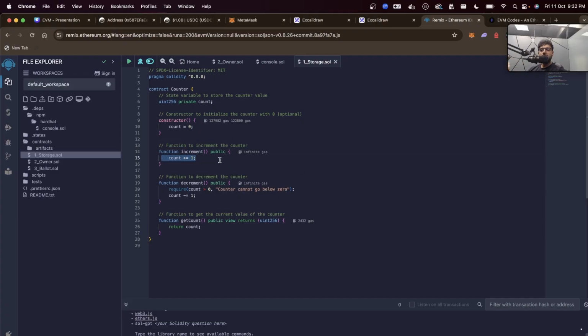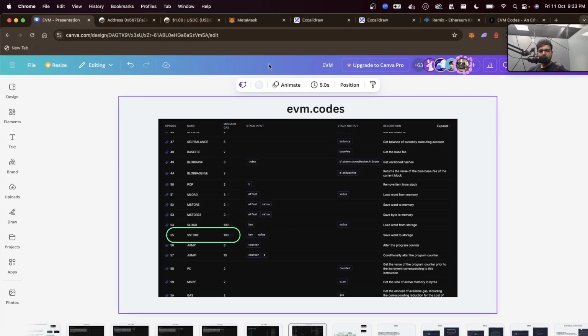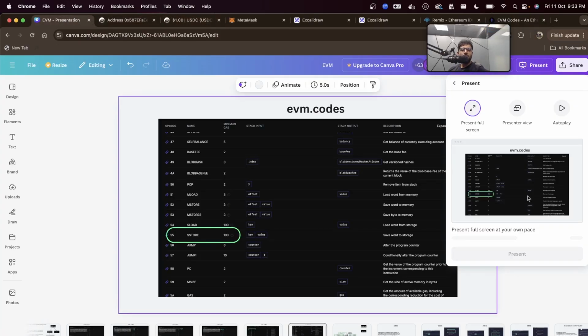So if you're reading the count variable from the blockchain, this isn't an argument. This is being read from the blockchain, so it's very expensive. What opcode does it use? It uses the SLOAD opcode. And what opcode is used to store data back on the blockchain? The SSTORE opcode. Both of them are the most expensive ones here, 100 and 100, because reading from the blockchain is extremely expensive, and writing to the blockchain is extremely expensive. That is what bytecodes are.